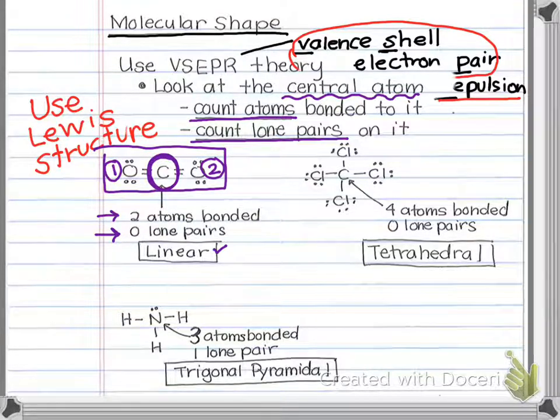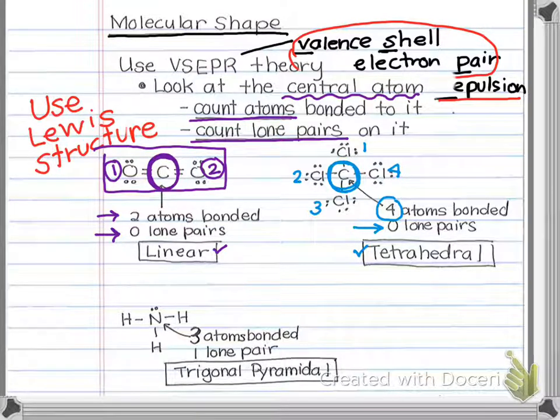So let's look at the second example. So here's my central atom, the one in the middle. I count how many atoms it is attached to: 1, 2, 3, 4. So it has 4 atoms. And then looking just at the central atom, it has no lone pairs on the carbon. I know there's lone pairs on the chlorine, but for the shape, we're just looking at the one in the middle. And this is tetrahedral, and on the next slide I'll show you. There's a table that's in your book as a reference.